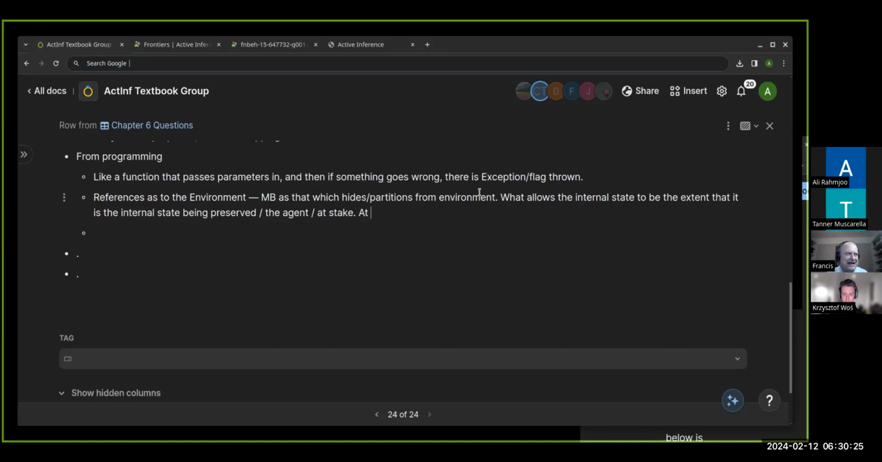I guess, anything which has a Markov blanket. Actually, what is the answer to that question? What is it that can have Markov blankets in active inference? Okay, thank you.